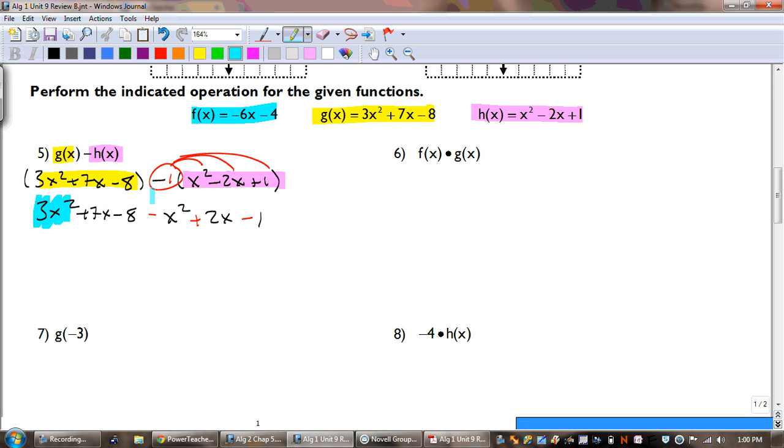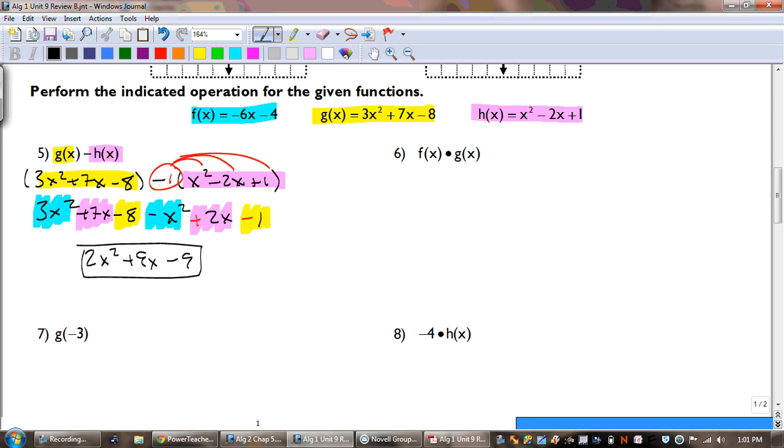Okay, let's combine our like terms. We get 2x squared. What's next? Plus 9x. And the last one, minus 9. So 2x squared plus 9x minus 9.